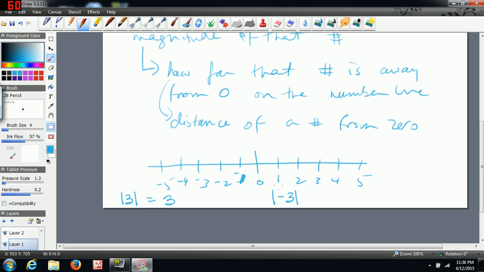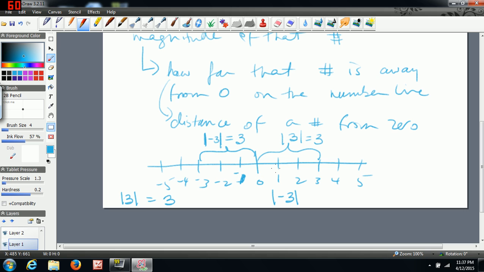Now, if we're looking at the absolute value of -3, how far is -3 from 0? Well, positive 3 is 3 away, so the absolute value of 3 was equal to 3. However, the absolute value of -3 is still positive 3 because it's still 3 units away from 0. The absolute value of a number is not asking you the value of the number, it's asking you the magnitude of that number. So it's asking you the distance of that number from 0. How far is that number away from 0? It's 3 units away from 0.